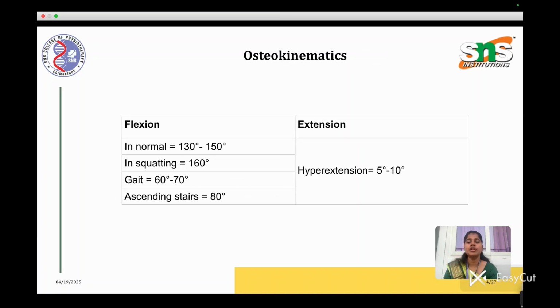And coming to the flexion, as we all know, normally the flexion degree of the knee is 130 to 150 degrees, whereas in squatting it is 160 degrees, whereas in gait, that is during walking, it is about 60 to 70 degrees, whereas in ascending stairs, that is moving upward in stairs, it is about 80 degrees, whereas in hyperextension it is 5 to 10 degrees.